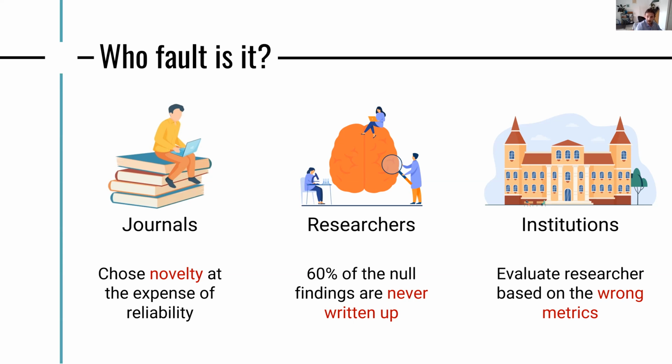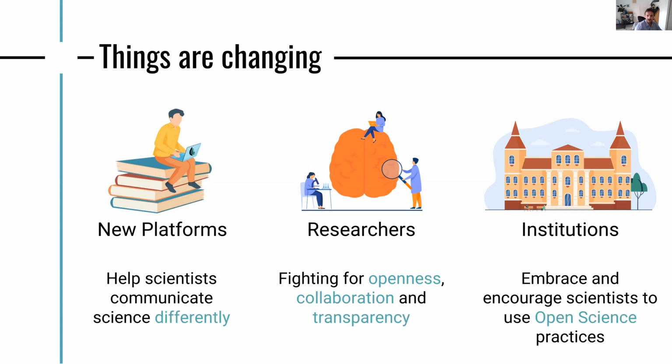And I want to be hopeful here. Things are in fact changing. As we can see today with this initiative, the Think Open initiative, we have institutions, universities, and funding agencies which are willing to embrace and encourage scientists into using open science practices. And this leads researchers to fight for openness, for collaboration, for transparency. And this can only lead to new platforms being developed, such as the one I hope I will be presenting today, In&Sight, but also the ones that you will see after, for example, Octopus and many others.